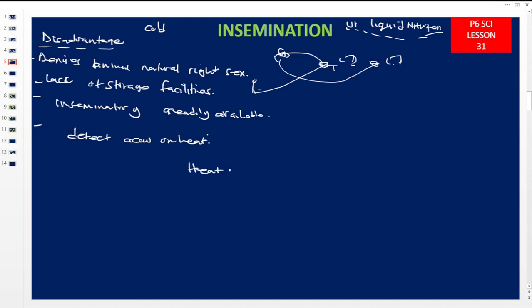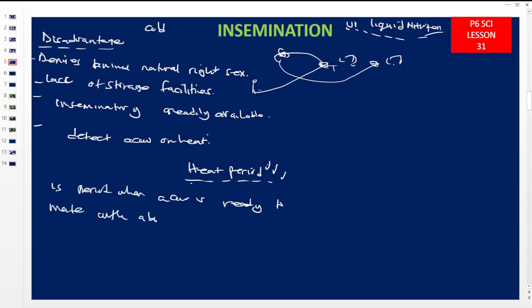Okay, so let us look at our last part, and this part which we are going to discuss here is the heat period. What is heat period? Because we've said some farmers can fail to detect a cow on heat. So heat period is the period when a cow or a heifer is ready to mate with a bull to result into pregnancy. This word is very important, to result into pregnancy. This word must be there.